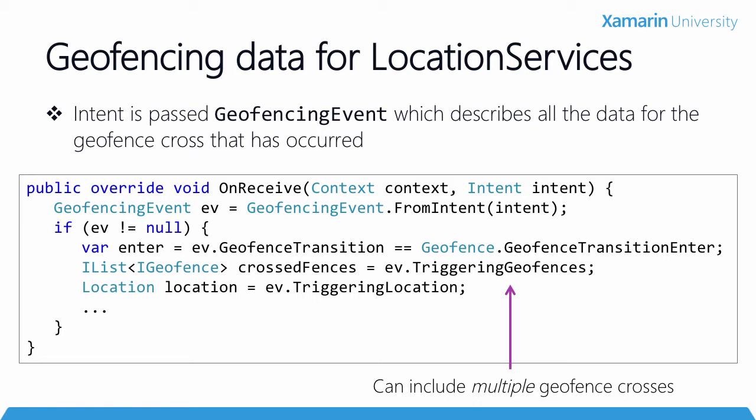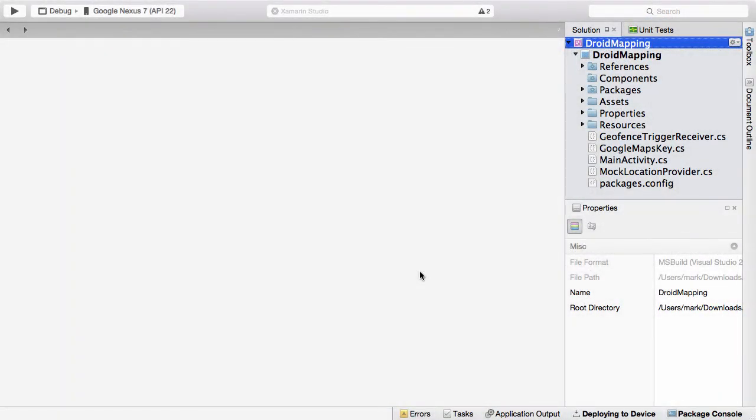So let's quickly take a look at some of this. Here I am in Xamarin Studio, and I'm using the same solution that we used in Android 2.31, our Droid mapping application. But I've added quite a bit of code to this. Now, I'm not going to actually add any code to this project. This is a completed solution, and I'm just going to walk you through the pieces.